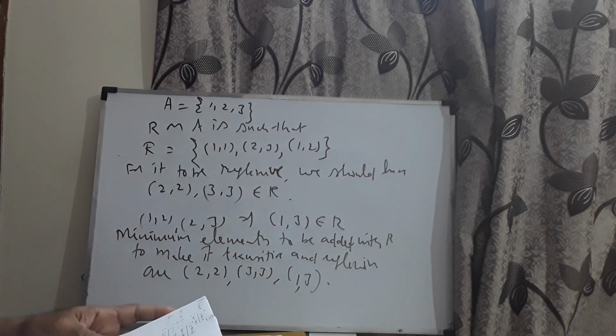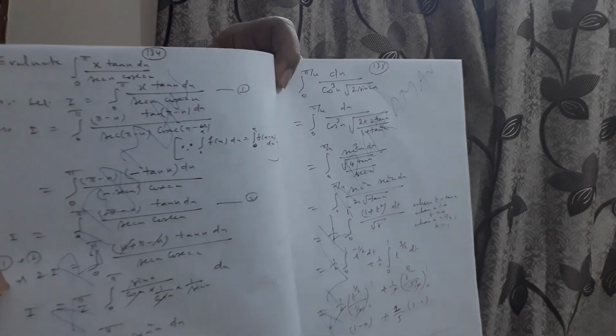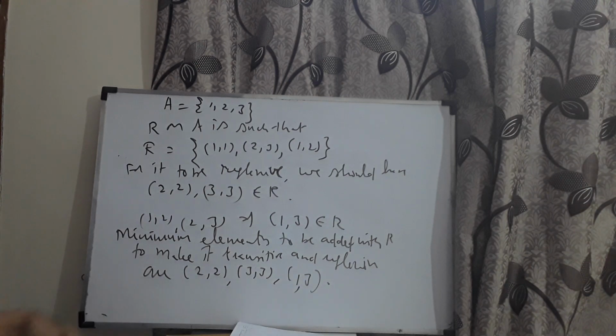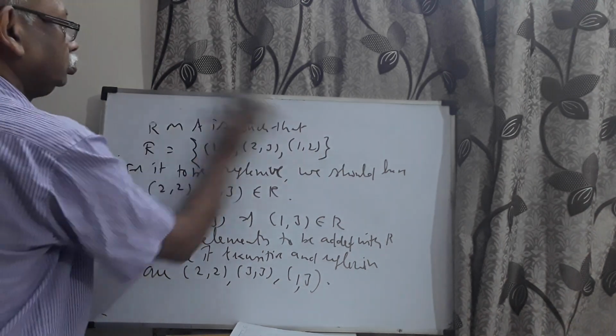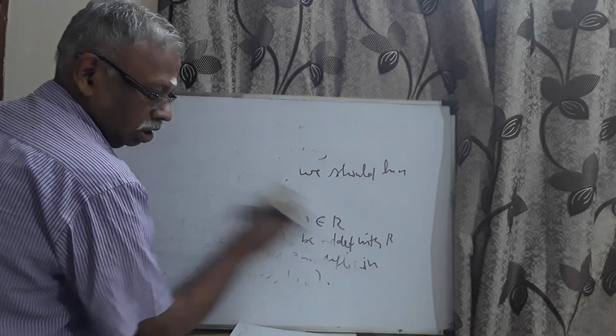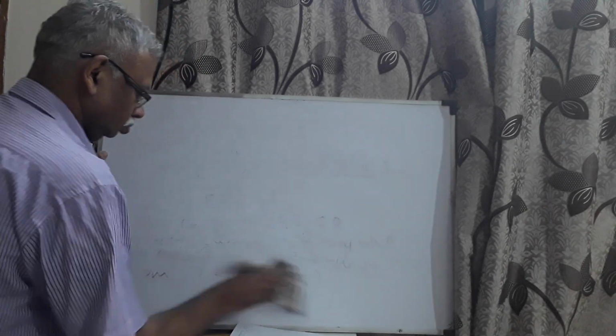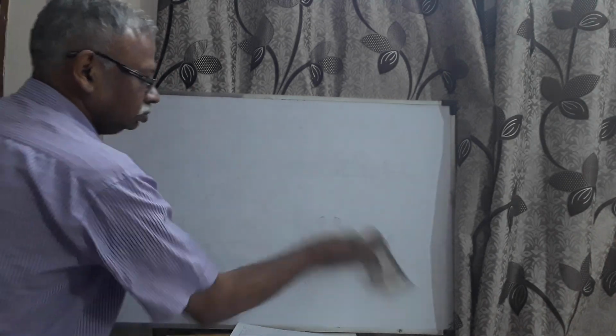Then the next one is: evaluate the integral from 0 to pi of x tan x dx by secant x cosecant x. This is the question, just see. Let me find out what happens here. Let me rub this off and then proceed. Integral 0 to pi. It's not a difficult sum. Just see how we go about it.